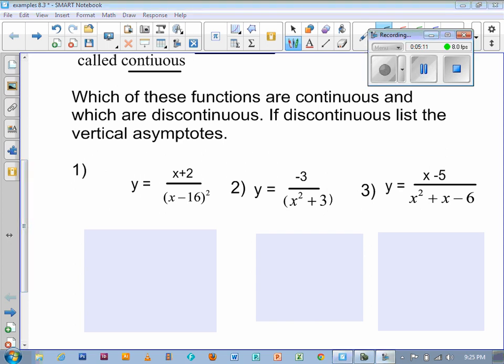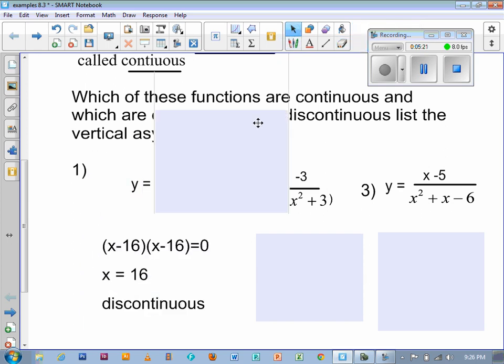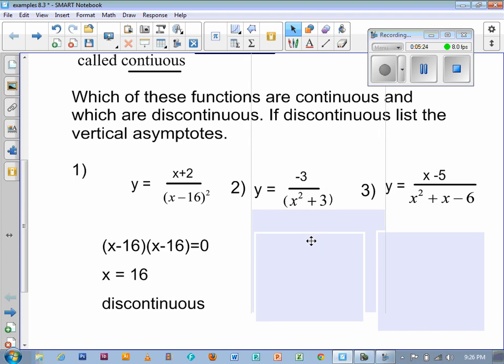Okay, welcome back. Here's number one. We have the solutions all worked out for you. As you can see, x minus 16 squared is your denominator. I wrote it out twice. Your solution of 16 comes to us right here when we circle both factors and ask ourselves what turns those factors into zeros, and of course there's just one of those, 16. So it's discontinuous because it has a vertical asymptote at 16.